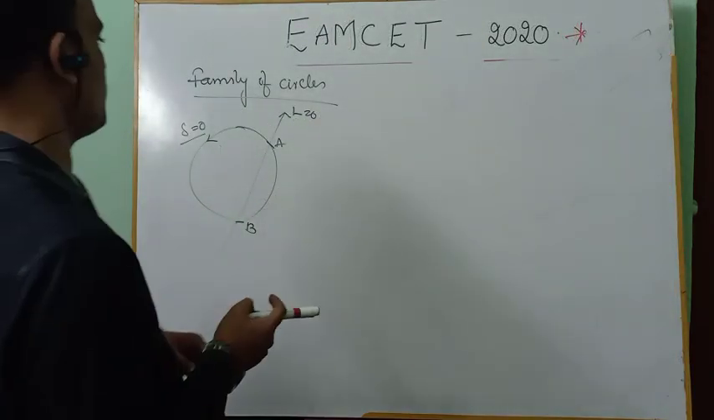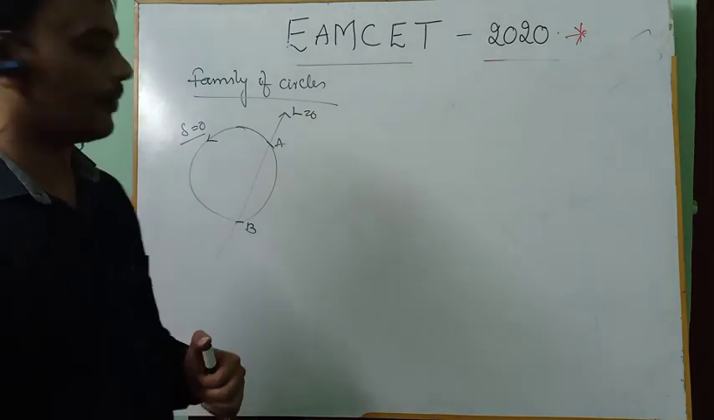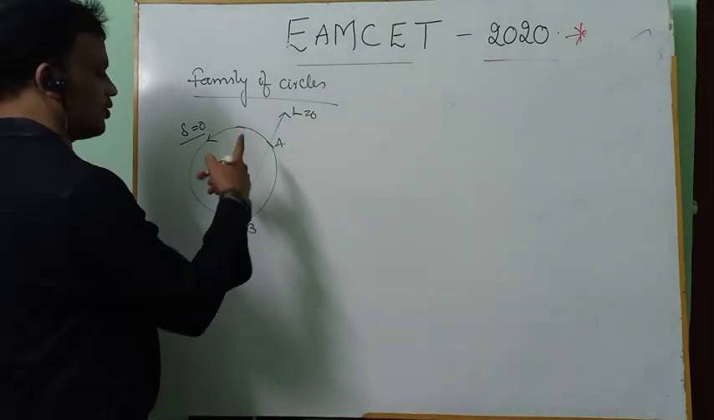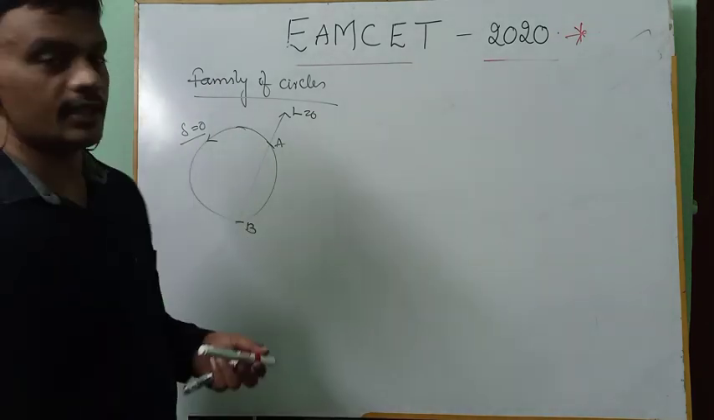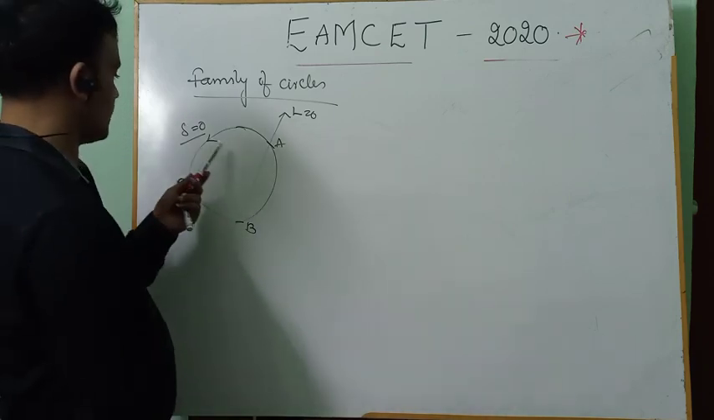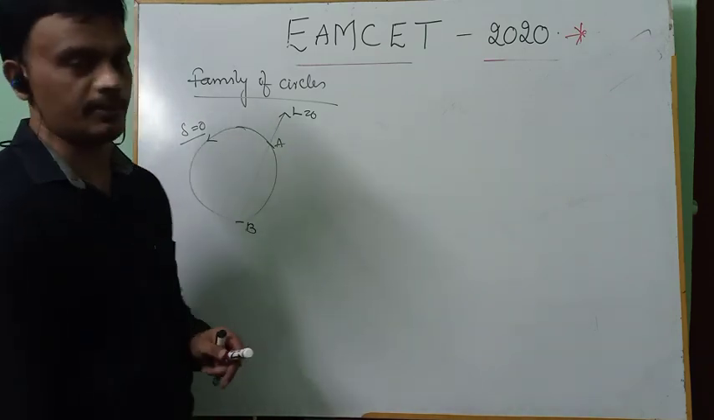Coming to the family of circles concept. There is a circle S equal to 0 and a line L equal to 0 which intersects the circle S equal to 0 at the 2 points A and B.